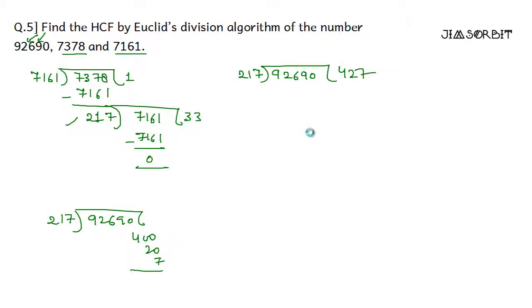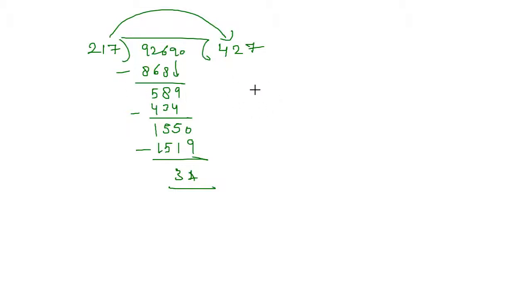Okay, I'm changing the page. Sorry for this. I'm writing here. So it is 420 and 7. Okay, you have done this. You can write 427 as this. So 217 fours are, you already have done this.